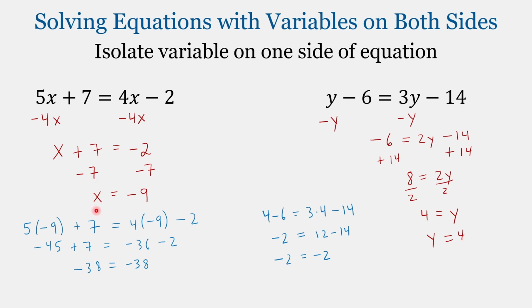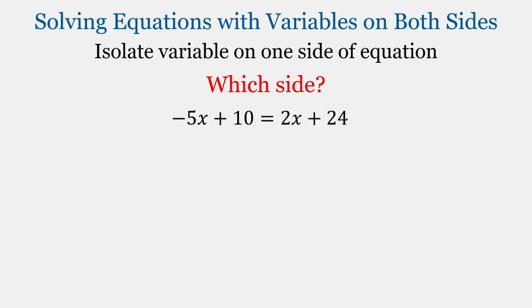If you notice on this first problem that we did, when I isolated the variable, I isolated on the left side of the equation. But for the second problem, I isolated on the right side of the equation, and then just flipped it when I presented the answer of y equal to 4. On which side should we isolate the variable? It does not matter. So let's do it both ways.